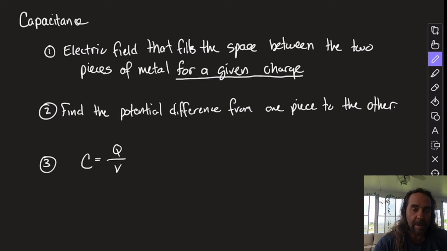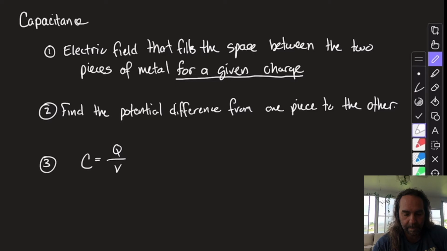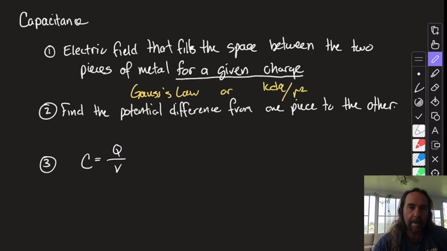In practice, what it usually means is using something like Gauss's law or something like K dq over r squared to figure out the electric field. None of the ones we are going to do use this to figure out the electric field. They all use Gauss's law.